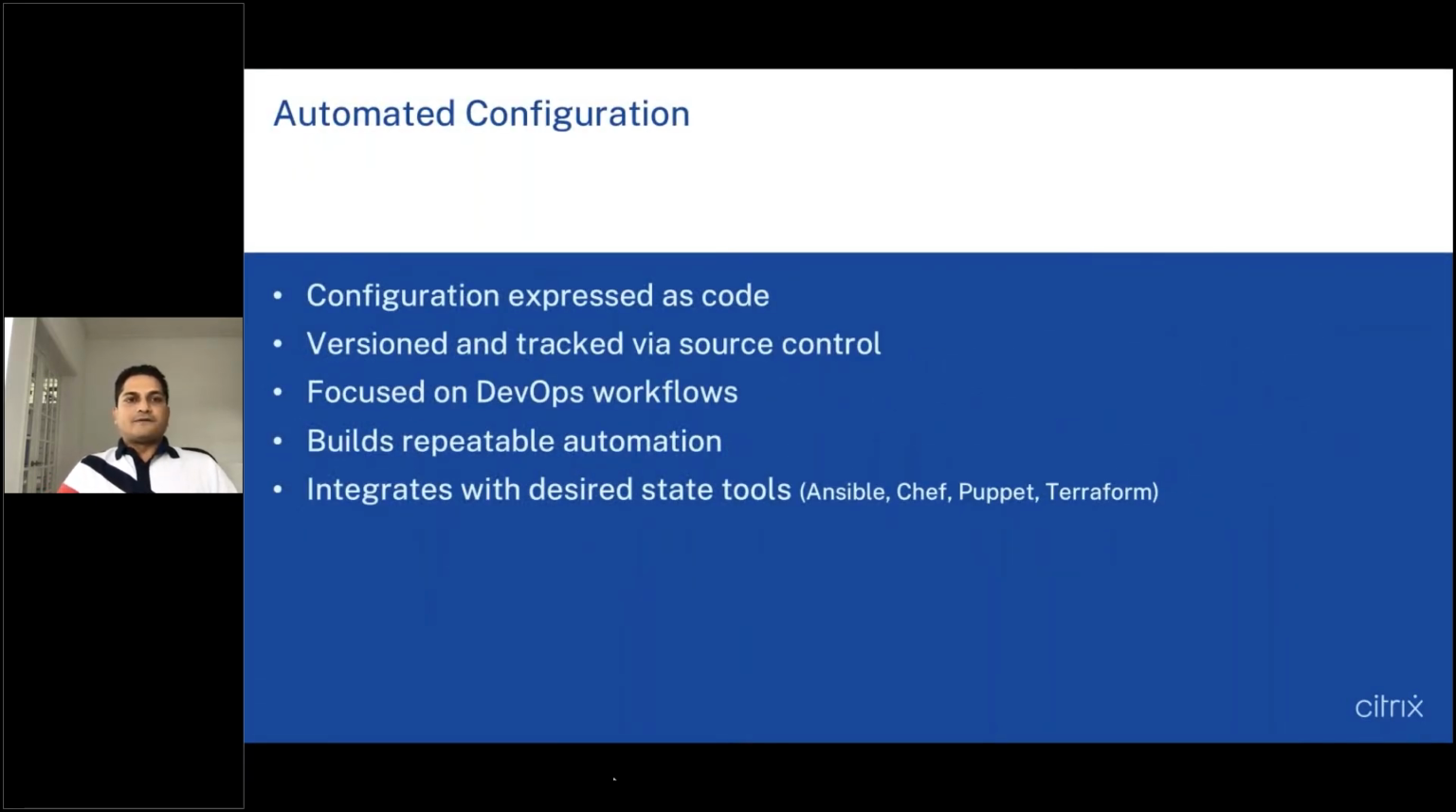So let's talk about automated configuration for a second. Automated configuration lets you export your configuration and store it in a certain file format. So you basically have your configuration expressed as code, and that file can now be tracked through version control. So you actually have a configuration environment from a month ago, a week ago, or whatever frequency you decide to take backups. It helps you focus on your DevOps workflows so that you can move in a pipeline from where you make a configuration change in your test environment to a staging environment all the way to your production. And then this becomes a repeatable automation.